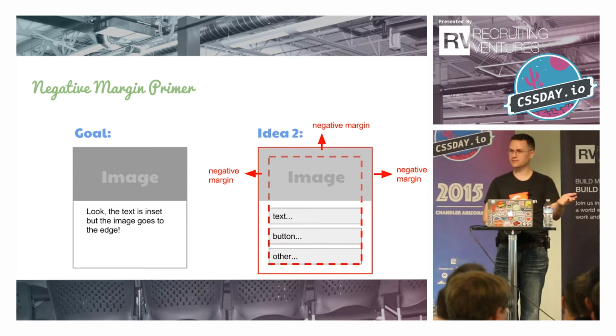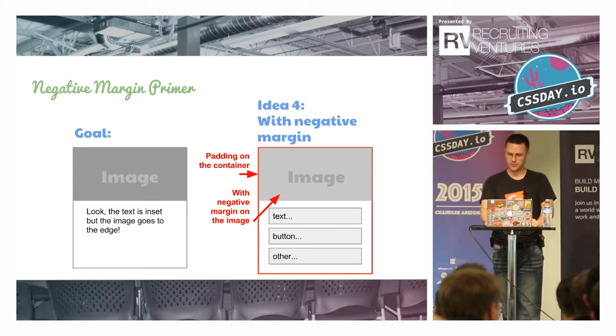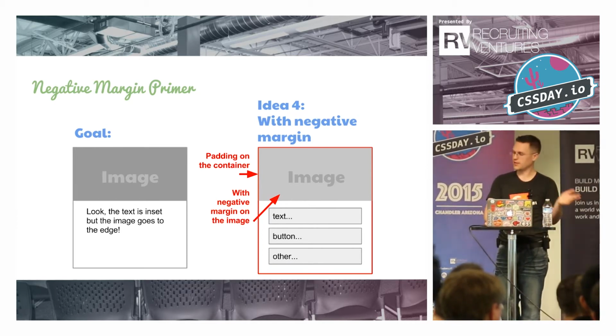So it's an interesting idea, right? This is a way to do this. So there's one context of negative margins. And this is pretty much what we get, the end result. The goal now matches the end result.